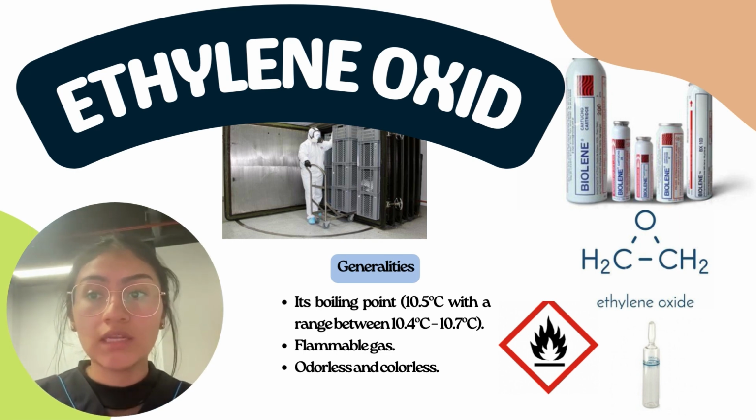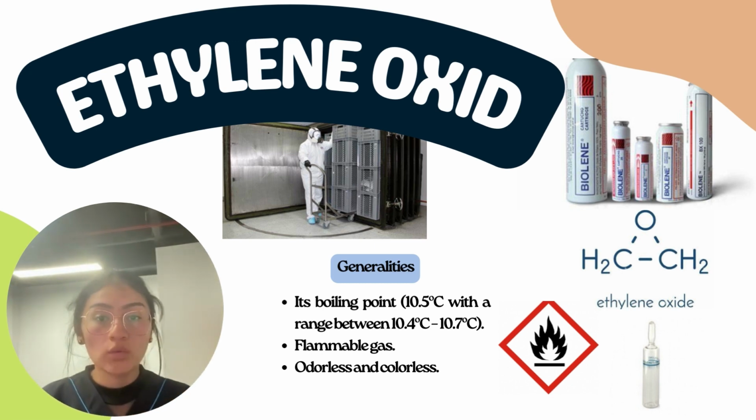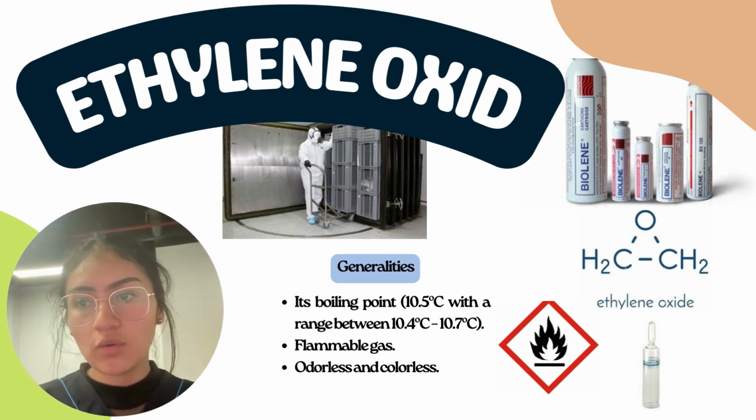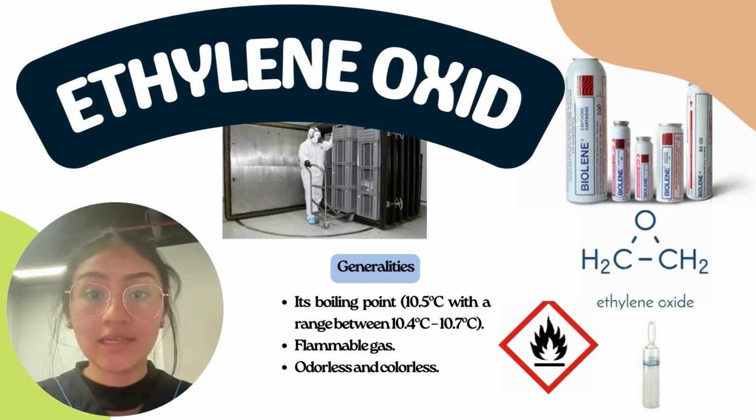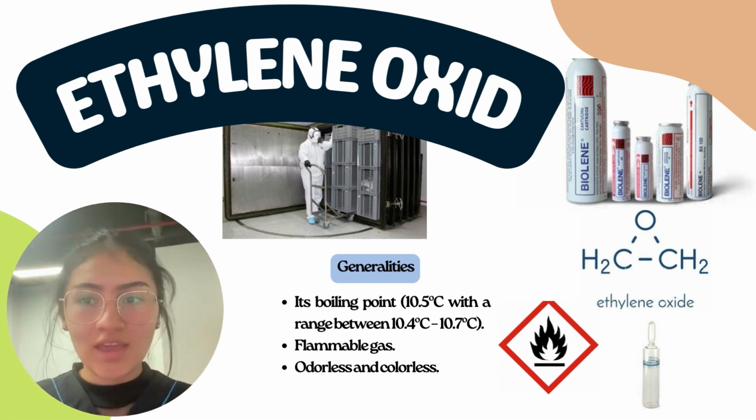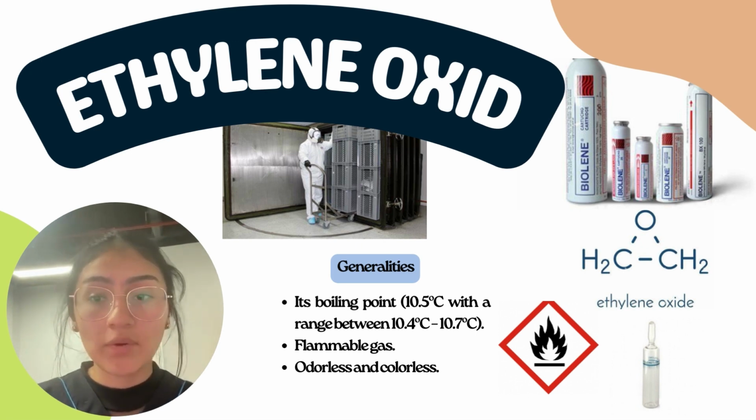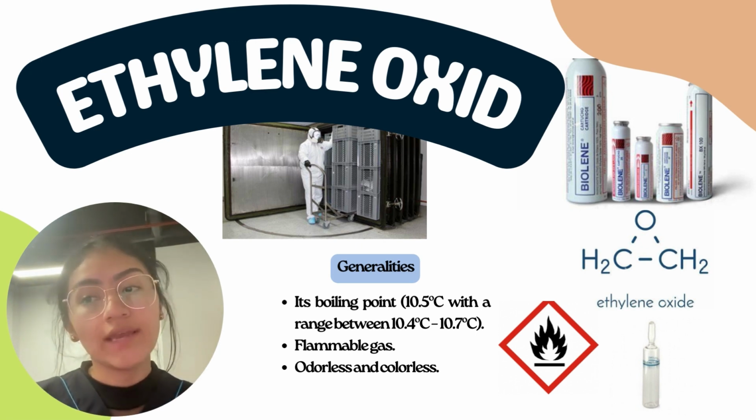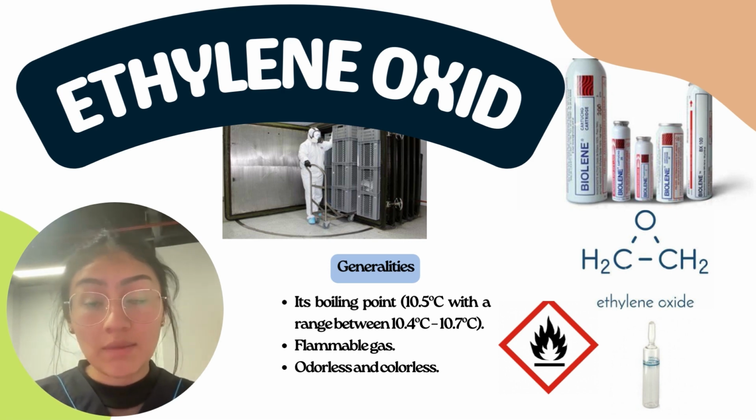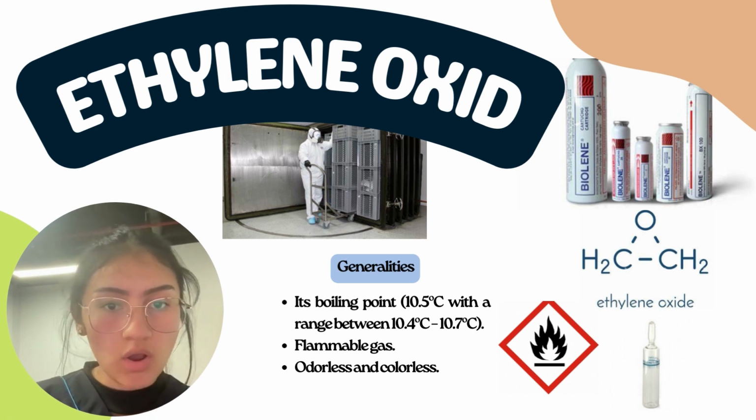It is soluble in organic solvents and can be easily mixed with water in any proportion to form ethylene glycol under certain conditions. It is highly flammable as a gas. Ethylene oxide is a product resulting from the oxidation of ethylene or ethene. Its empirical formula is C2H4O.